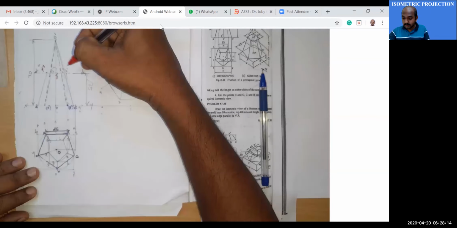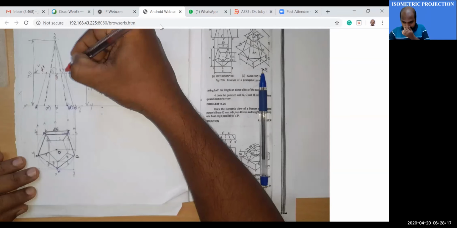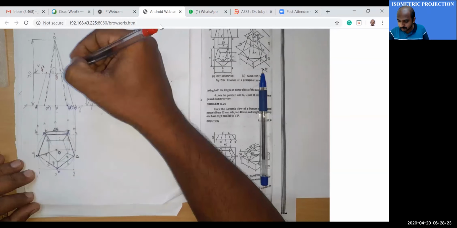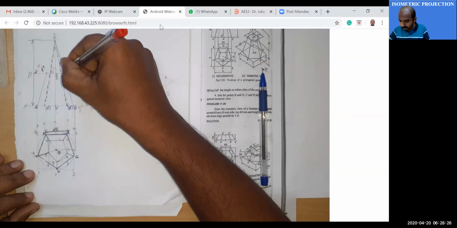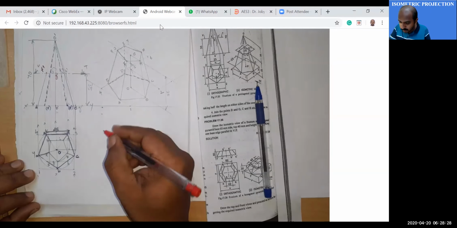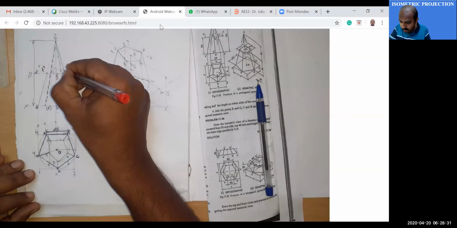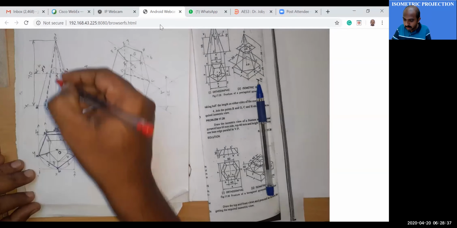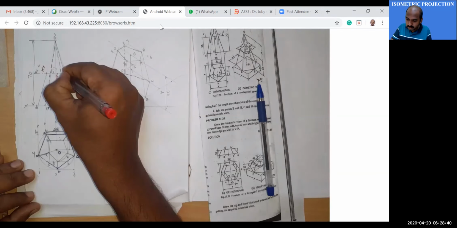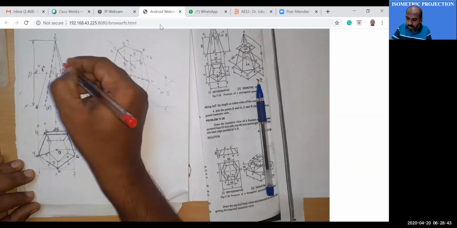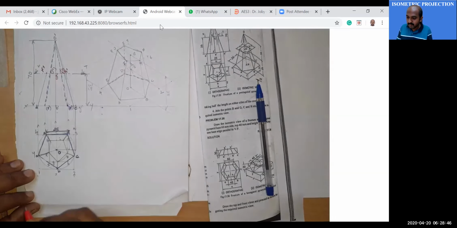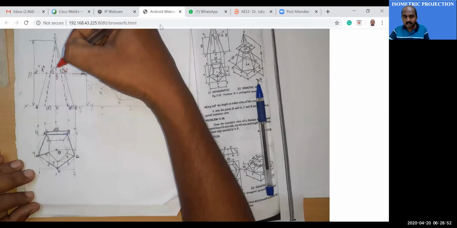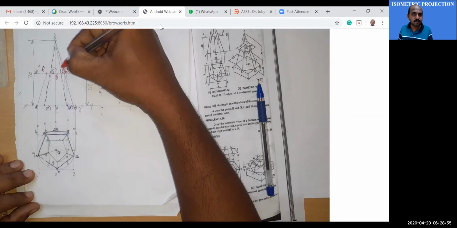Similarly, which point does it cut? O dash C dash. This point on O dash C dash is your H dash. The next point, I dash, is on O dash D dash. Then J dash is on O dash E dash. So we have 5 cutting points: F dash, G dash, H dash, I dash, and J dash.